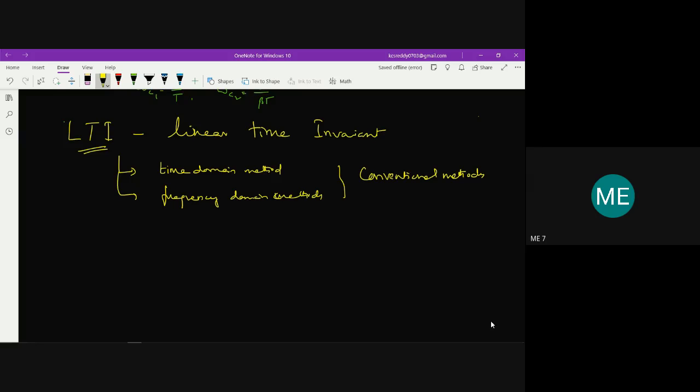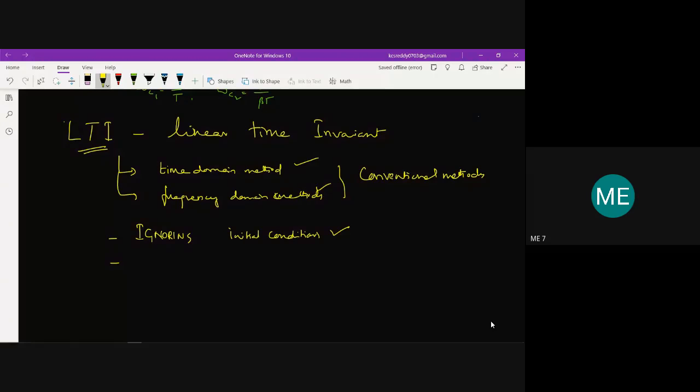But the conventional methods have their own limitations, because we are ignoring the initial conditions. For example, the Laplace transformation of d by dt of f of t is s into F of s, neglecting the initial condition. So in all the time domain approaches as well as the frequency domain approaches, the initial conditions are ignored, but these initial conditions are very much required.